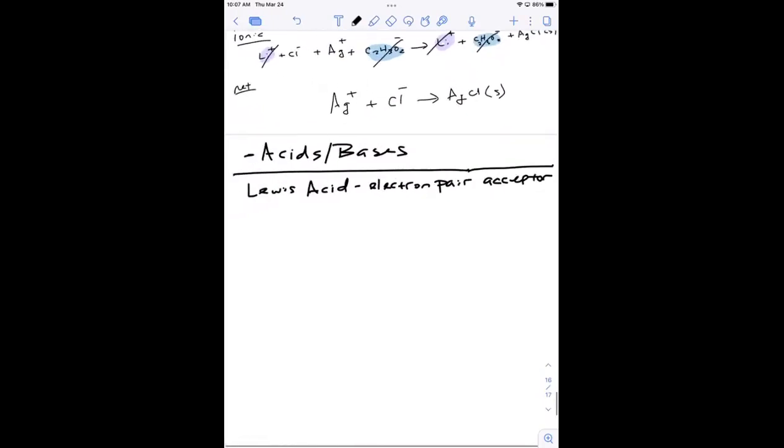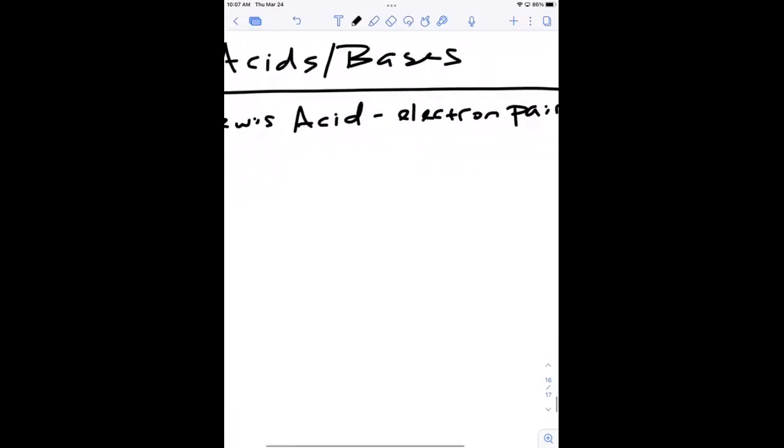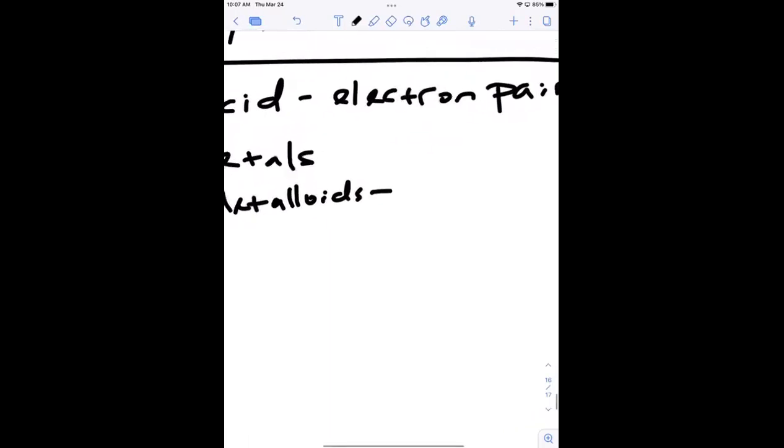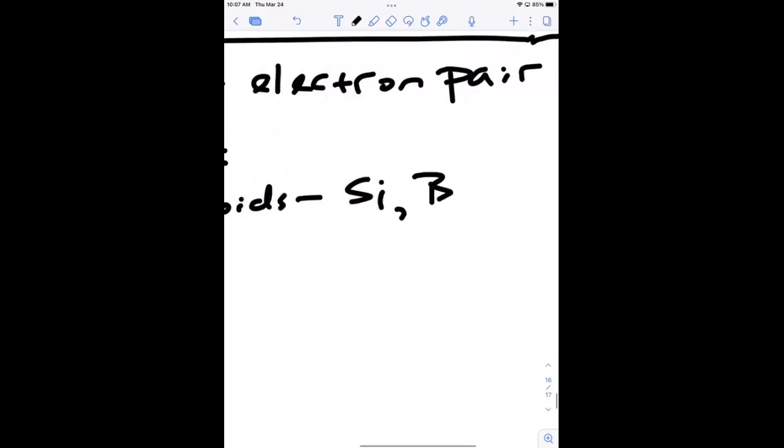Right. So an electron pair acceptor. It's an atom or an ion that can accept a pair of electrons. Most of the time when we think about Lewis acids, we think about metals, but you've got other types of Lewis acids as well. Metalloids can also function as Lewis acids. Something like silicon is a great example of a Lewis acid. Boron is an example of a Lewis acid.